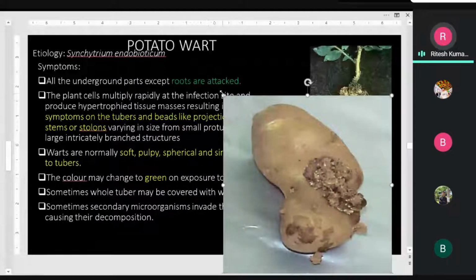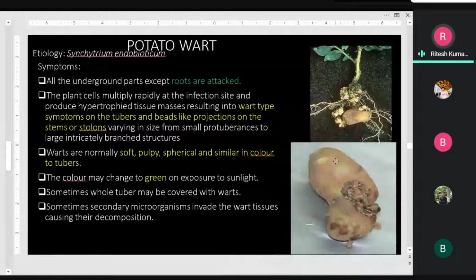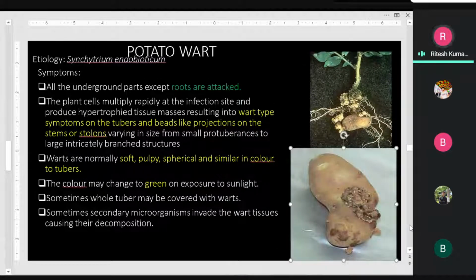Sometimes when buying potatoes you may find such a thing, right? But mostly, when buying potatoes, you choose only the good ones. So generally warts are soft, they may be spherical, they may be rough, they may be cauliflower-like. If they are exposed to the sun, they are green. Generally, initially they are whitish, but with invasion of secondary pathogens, they become dark in color, or they may become rotted. So these things can happen, right?